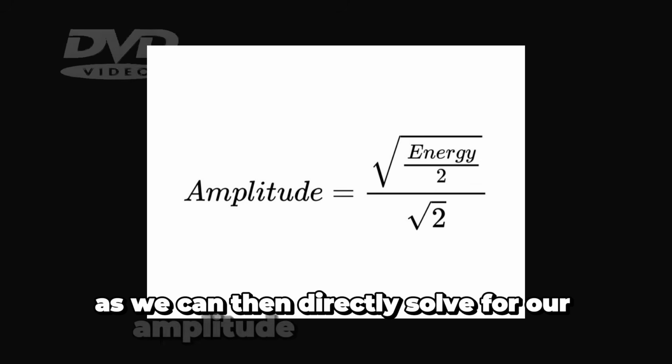Knowing the amount of energy being put into our wave is key, as we can then directly solve for our amplitude using this formula. Our ocean spectrum is also going to be based off of real-world ocean data, meaning not only do we get an easier and faster method for generating our waves, but it's also going to be more physically accurate.